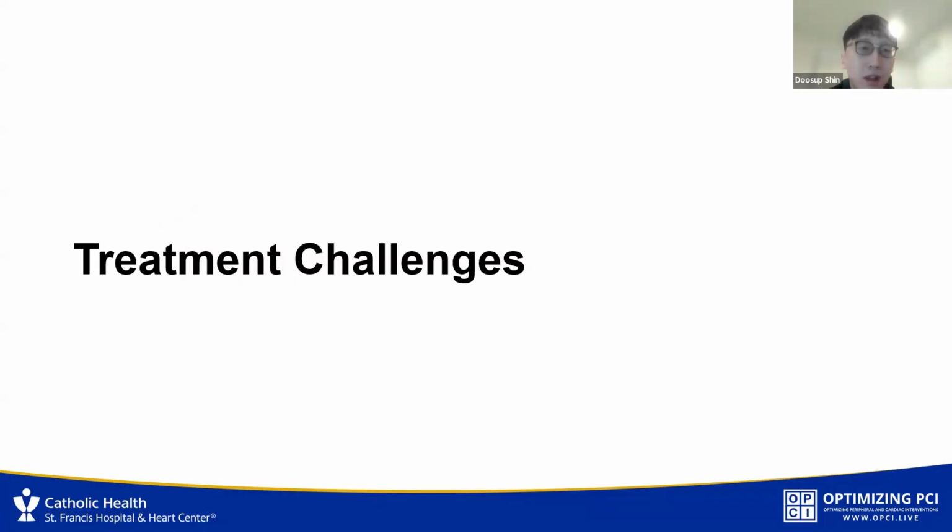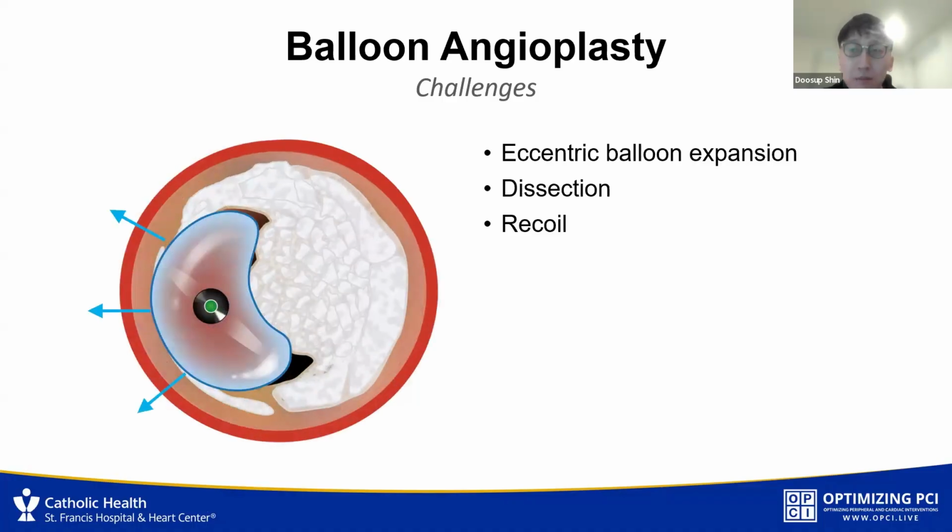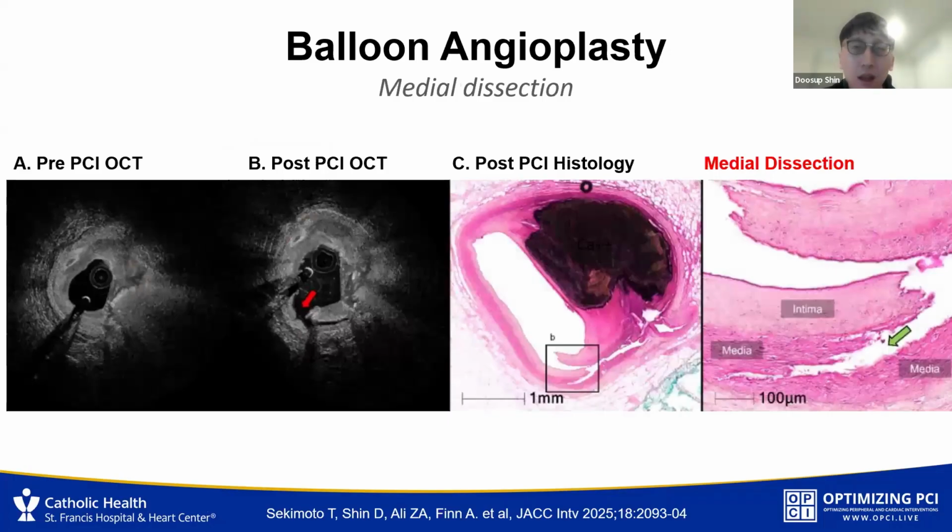Now we'll talk about treatment challenges. As we discussed, balloon angioplasty remains a very practical way to test lesion deformability, but it does come with challenges. It can lead to eccentric balloon expansion, dissection, and elastic recoil, which may limit the effectiveness of or increase the procedural risk. In the cadaveric study, we observed that dissection after high pressure POBA typically occurs at the interface between the eccentric calcium and the adjacent non-calcified vessel segment, as clearly demonstrated in this histologic section.